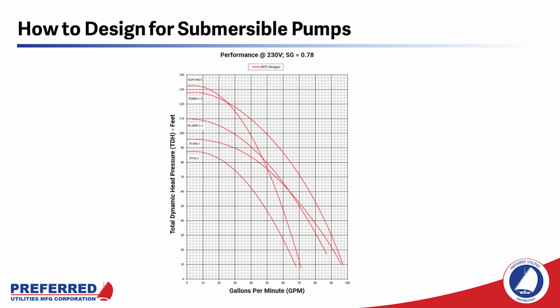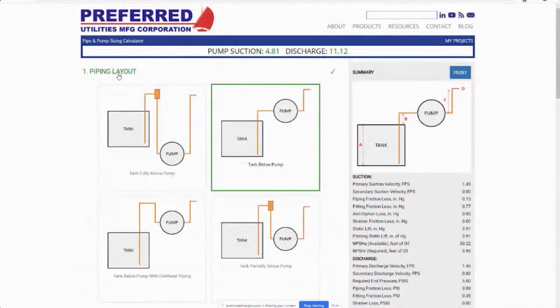And it's important to check, and this curve is done at a specific gravity of 0.78, so this is an oil curve. And if we take that 75 feet of head and multiply by 0.423, we get about 34 psi of allowable pressure. So I'm writing that down, 34 psi and 3,000 gallons per hour. Now we can go back into our pump and pipe sizing program and start at the top with piping layout.